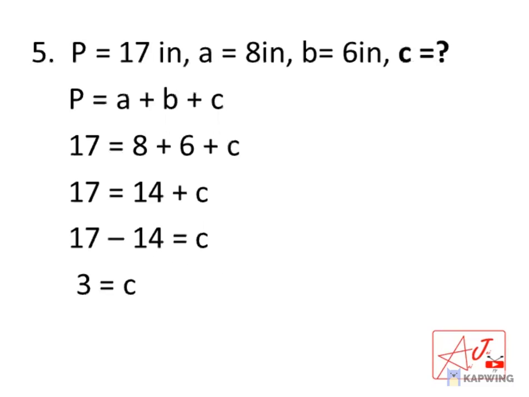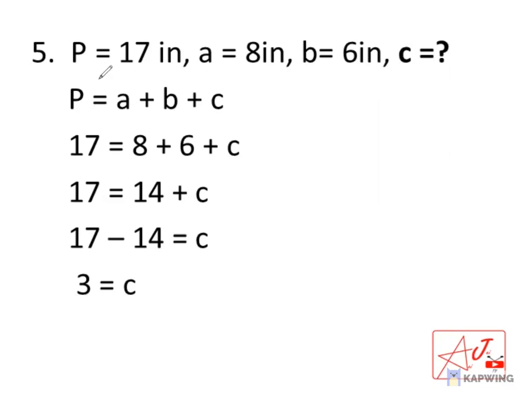Okay, for number 5, we have perimeter is equal to 17 inches, A is equal to 8 inches, B is equal to 6 inches, and C is missing. So dito sa case na to, nakita natin that the given are A, B, and C in that format. So malalaman na natin agad na ito ay triangle. And to calculate for the perimeter of a triangle, we need to use the formula A plus B plus C or simply add the sides of the given triangle.